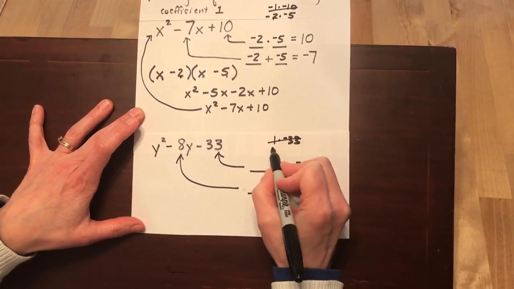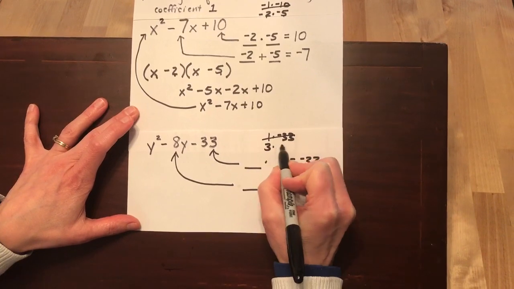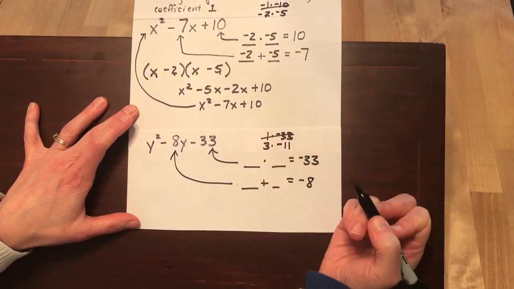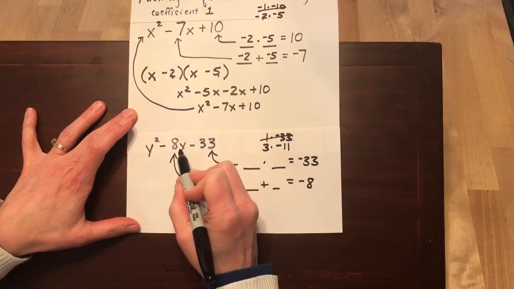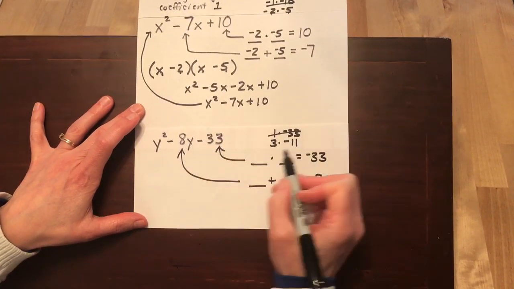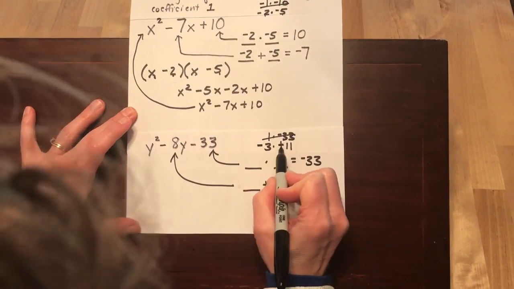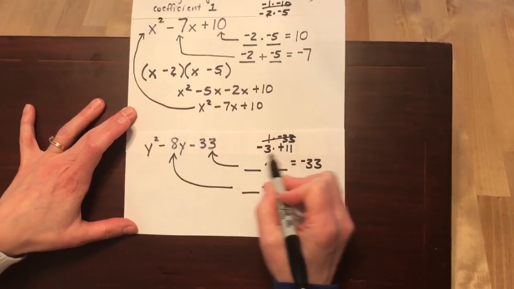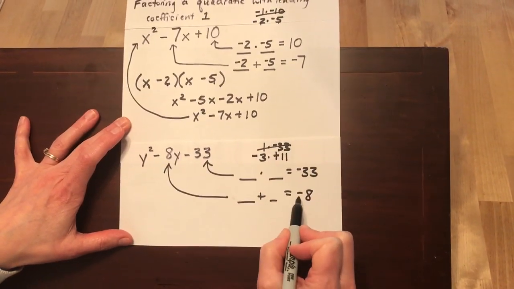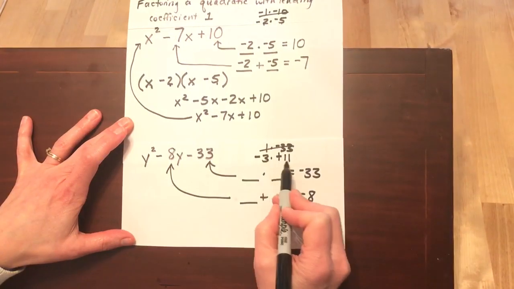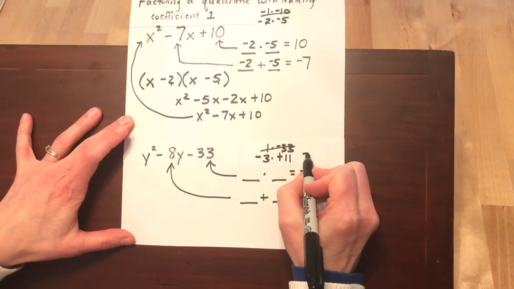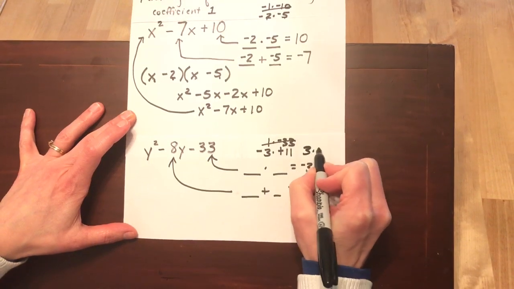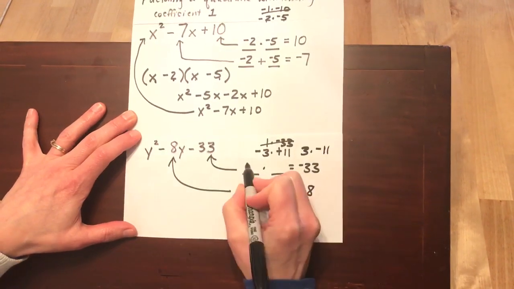How about 3 times -11? A 3 and a -11 would add up to -8. Now, if I had guessed -3 and +11, that would have added up to +8. So I have to make sure that the sign that I get when I add these is the correct sign. So I do really want it to be 3 and -11.